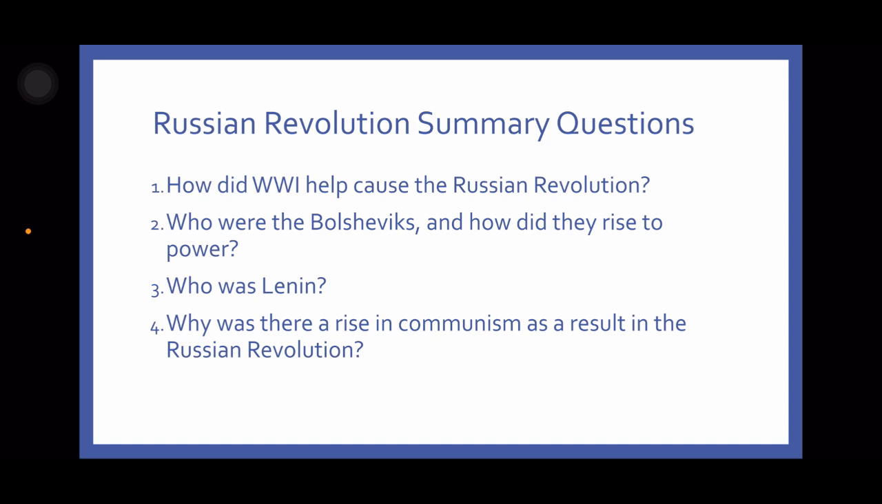Now, number 4, why was there a rise in communism as a result of the Russian Revolution? Because the Bolsheviks, led by Vladimir Lenin, changed the country into the Soviet Union, and he changed the type of government to communism. That is why. If you didn't know the first 4 questions, please make sure you watch this video one more time. All right, move on.